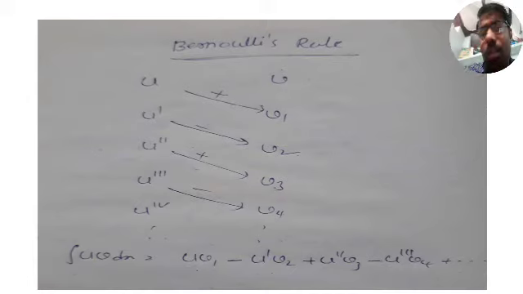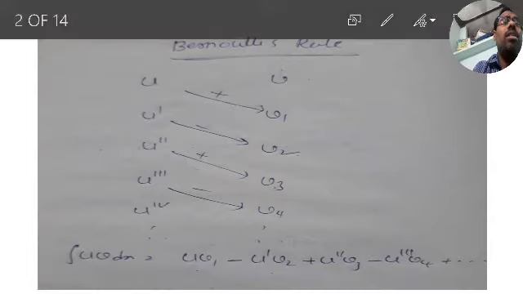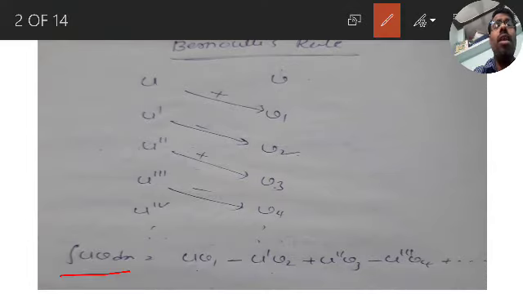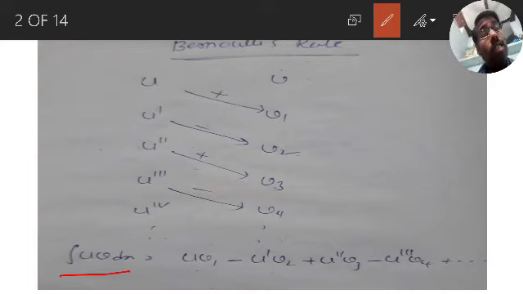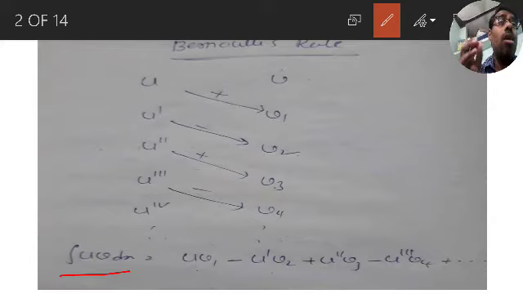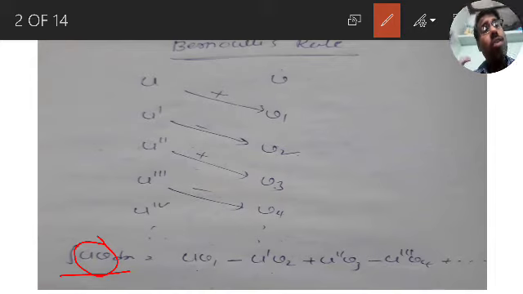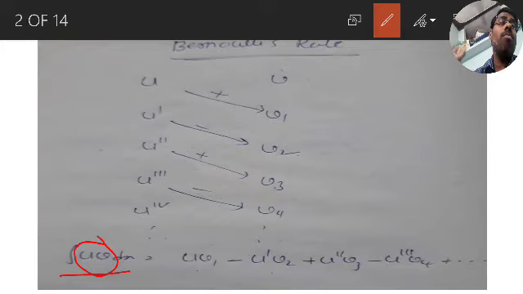So now Bernoulli's rule. Integration of u into v into dx, that is a product of two functions. But when we apply Bernoulli's rule, among these two functions u and v, one should be an algebraic function. So if one of them is an algebraic function, then we apply Bernoulli's rule.